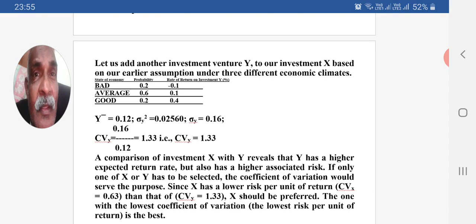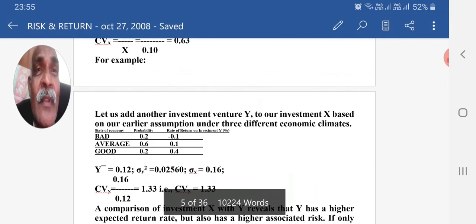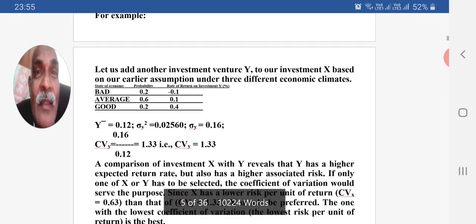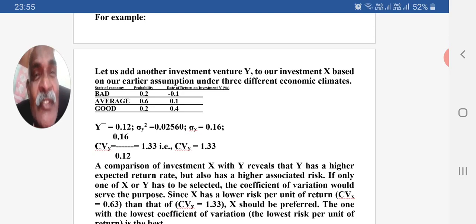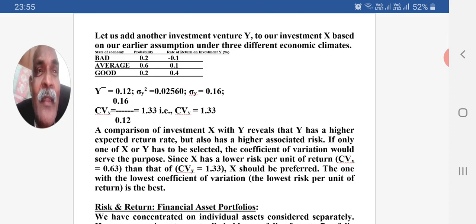Obviously, I have told you that where the variation is more, that is higher return. Now we are comparing investment X with Y. When we compare investment X with Y, then we reveal that Y has a higher expected rate of return. Why? Because variance is higher. Coefficient of variance is 1.33 in investment Y and in X 0.63. So investment X, the variation is 0.63, lesser than 1, and here for investment Y 1.33. So because the variance is high, it means high return, and obviously the risk will also be high.